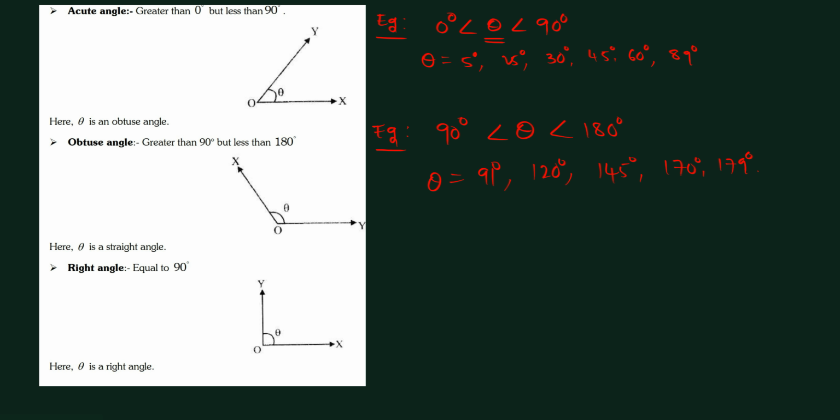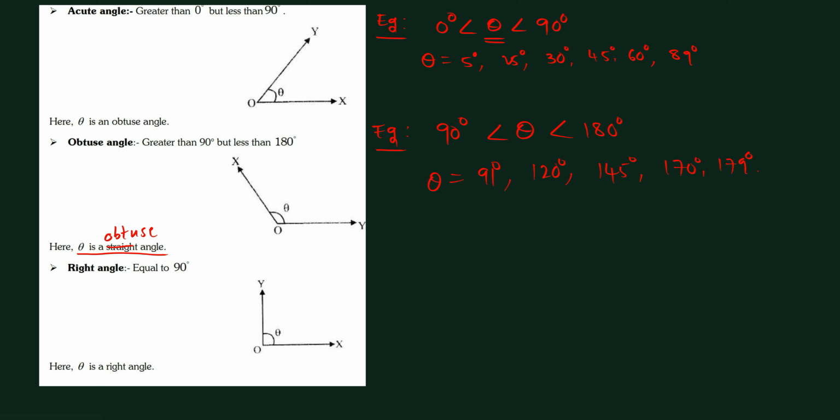And if theta is the straight angle, so here theta is the straight angle. Sorry, theta is the angle, not a straight angle. This theta is an obtuse angle. You write it as obtuse angle. Theta is an obtuse angle.